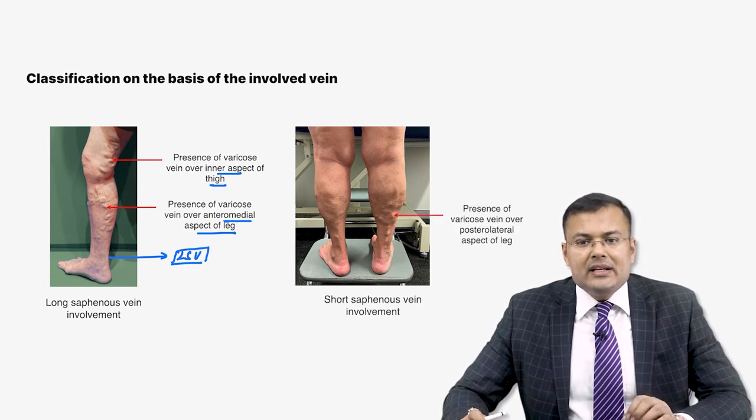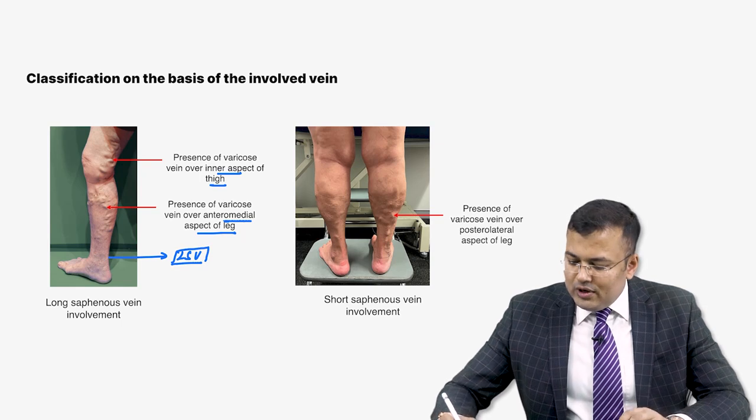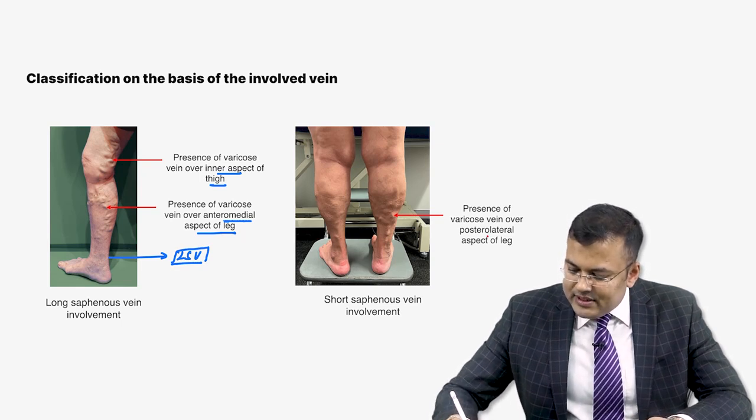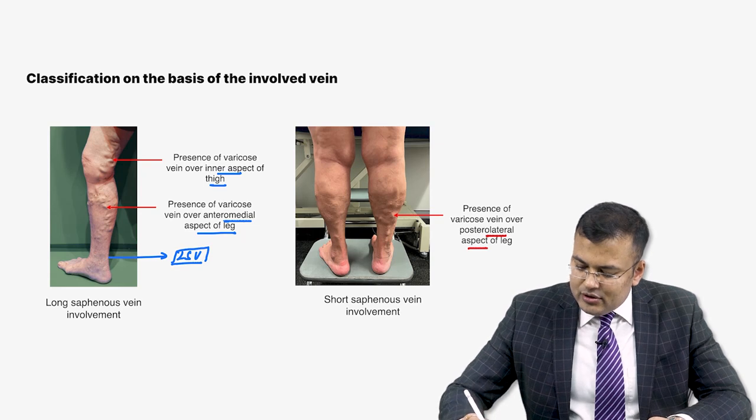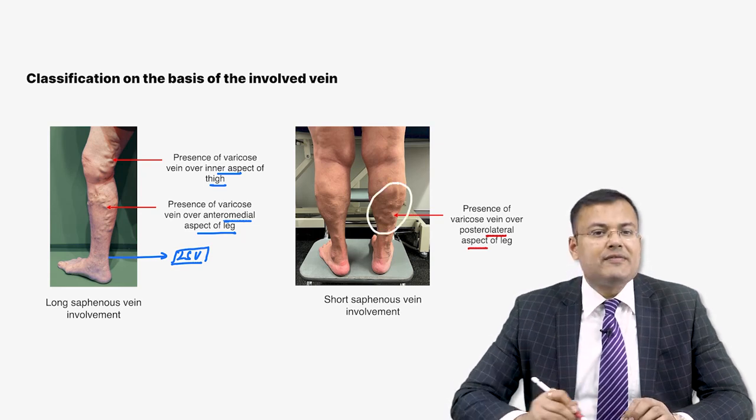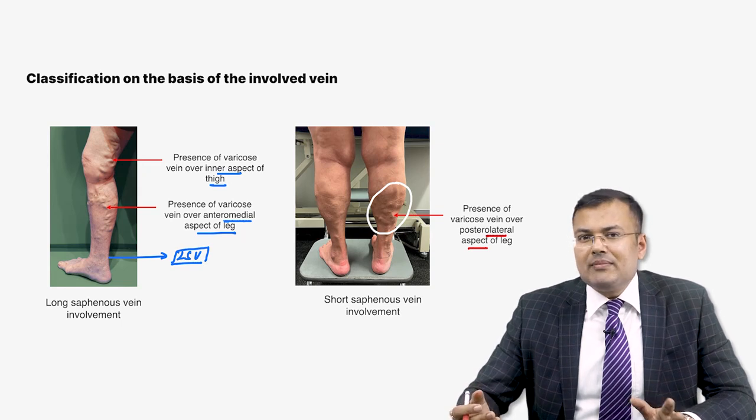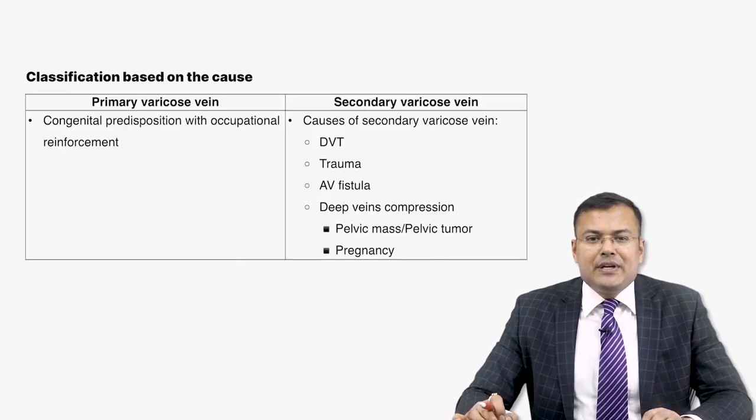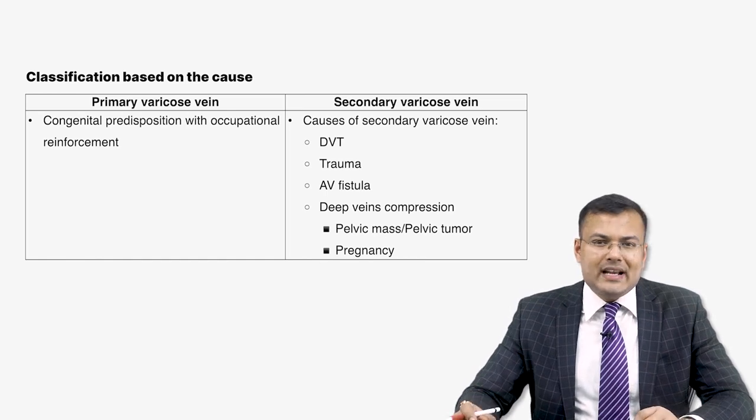And whenever there is presence of varicose vein over the posterolateral aspect, you can see here, posterolateral aspect. So here there is involvement of what? Short saphenous vein. So this is the classification on the basis of location. Then there is classification based on the cause, primary varicose vein and secondary varicose vein.